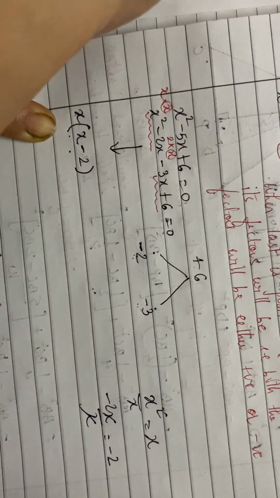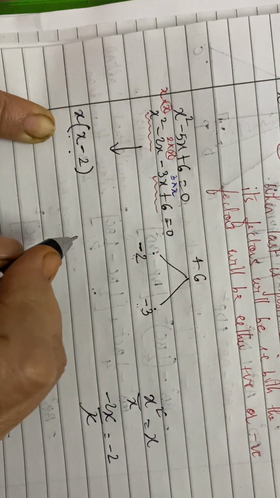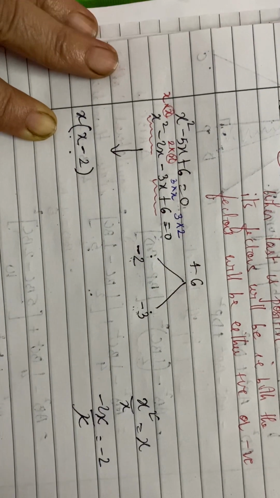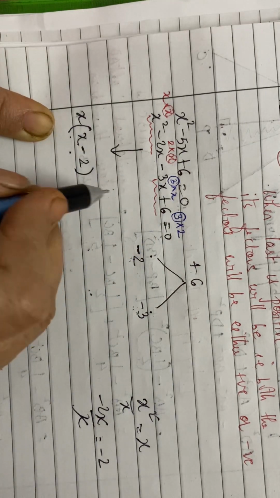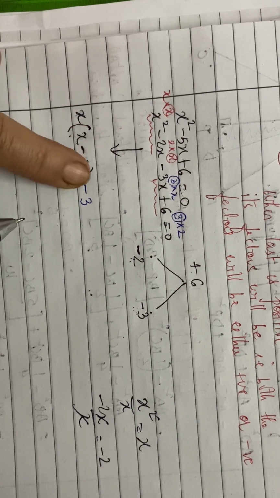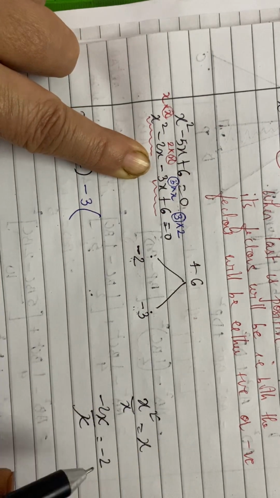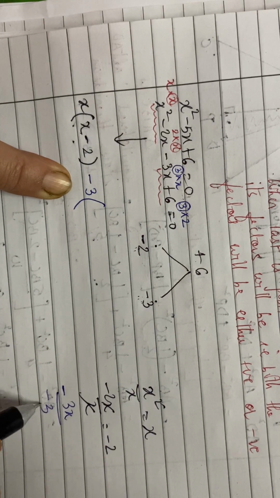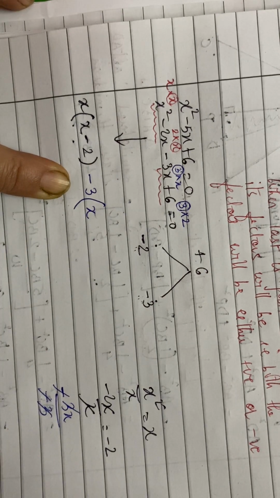Now come to this one. Factors of 3x are 3 into x, and factors of 6 are 3 into 2. So what is common in these two terms? 3 is common. So we take out minus 3 as the common factor, because we want this bracket here. So have a look here. My first term is minus 3x. I am dividing it by minus 3. Minus sign is cancelled, 3 is cancelled. I am left with x.